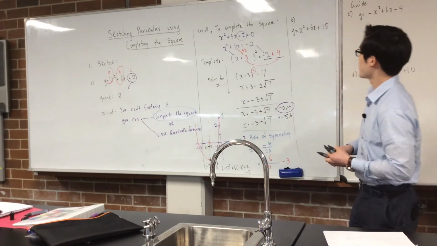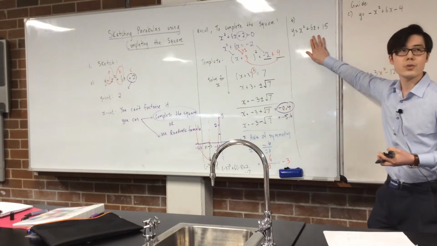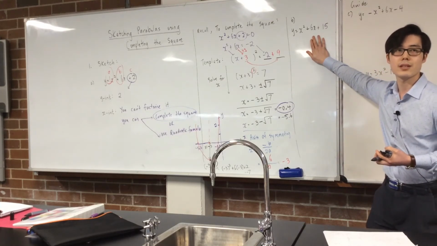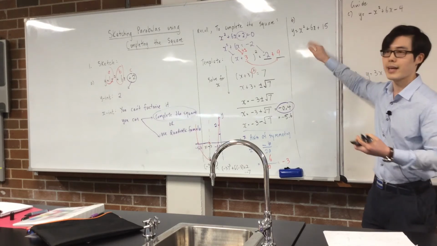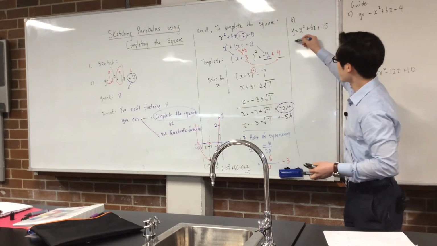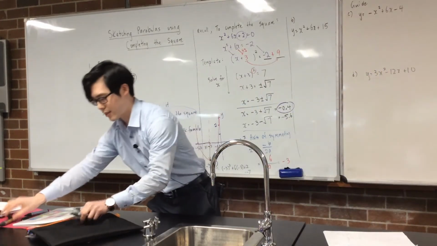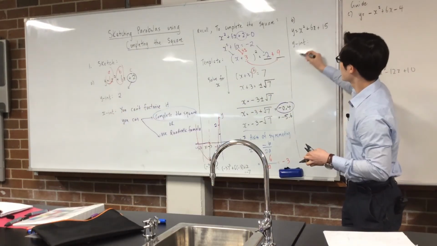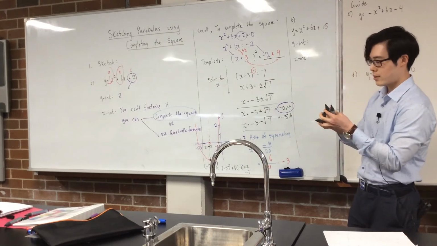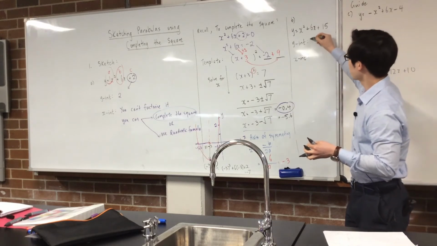Now, I'm going to go through this question because sometimes there is no x-intercept. It's impossible to find the values of x, and I'll show you which case that is and the reason for that. All right, girls, let's do this question here. Let me get a different colored pen. Ladies, what's my y-intercept? 15.